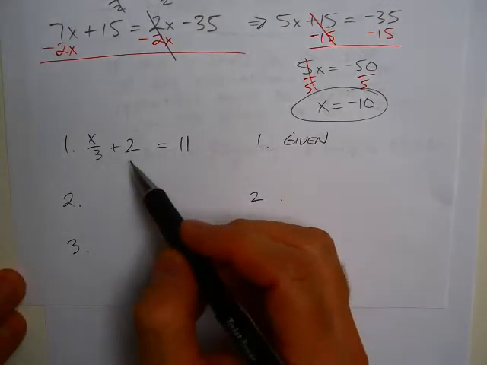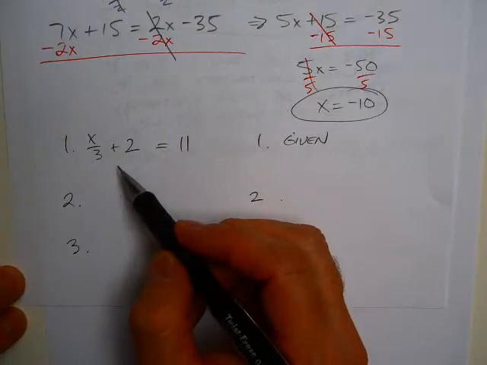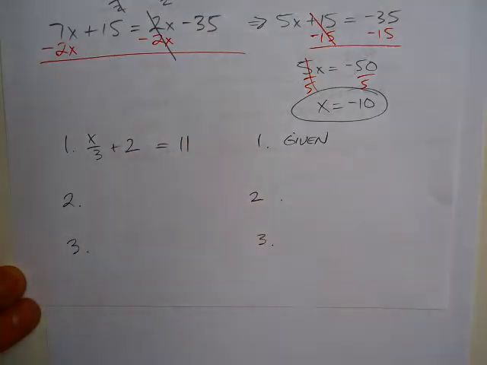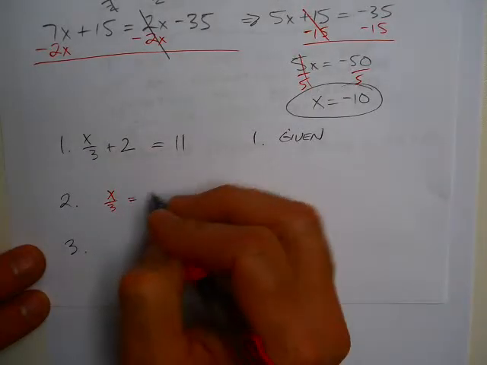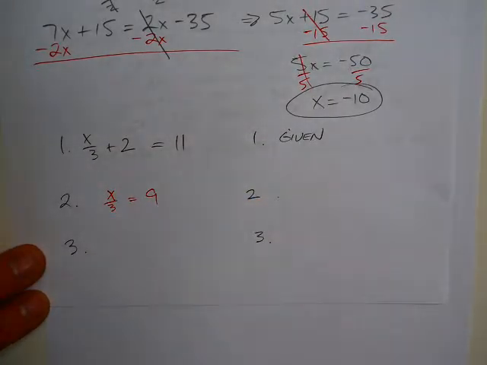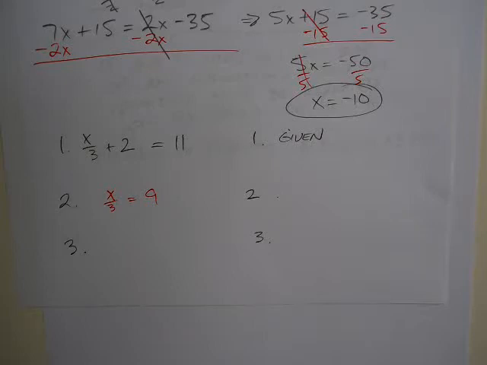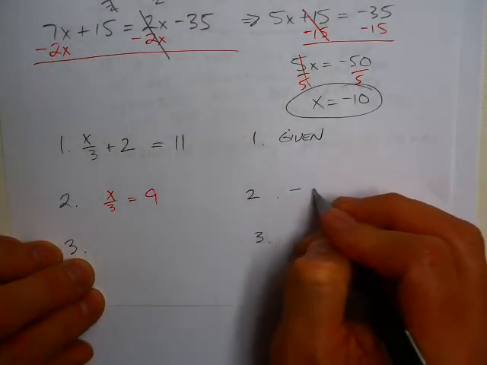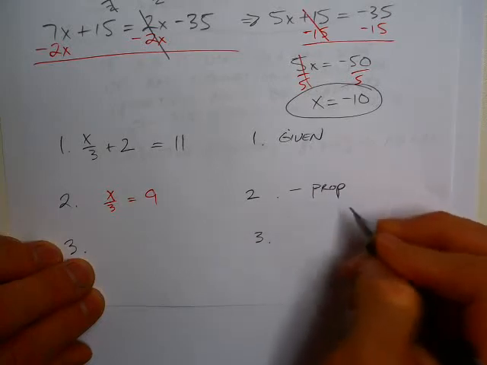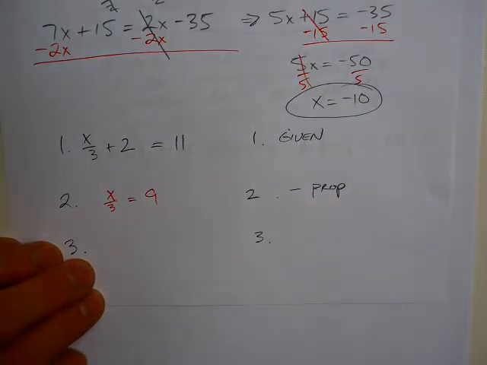And what was the first step we did to solve this problem? We subtracted 2, exactly. So the next answer was x divided by 3 equals 9, right? What property allowed us to go from this step to this step? The addition property, subtraction property, multiplication? Yeah, subtraction property. So it's technically the subtraction property of equality, but I'm totally okay with you just going subtraction prop. I subtracted the 2 from both sides.